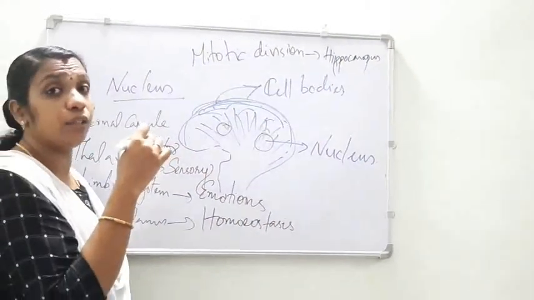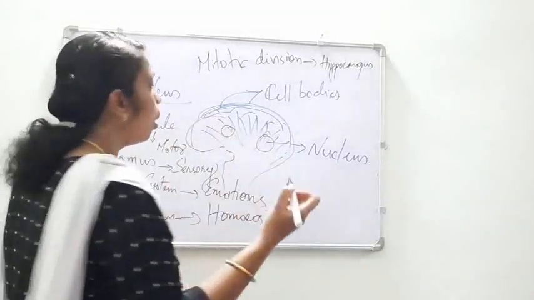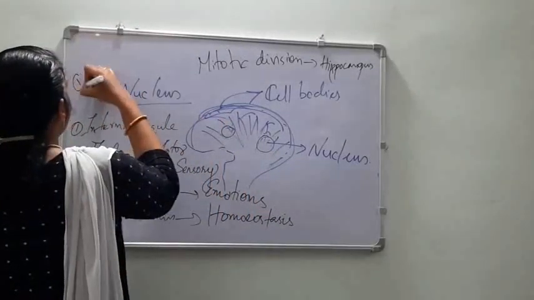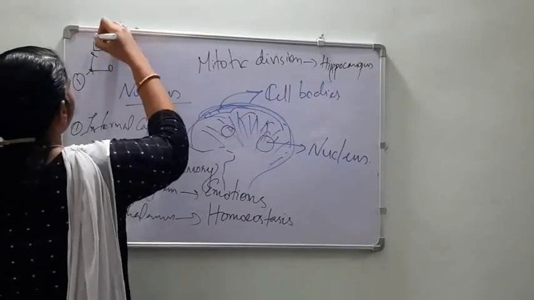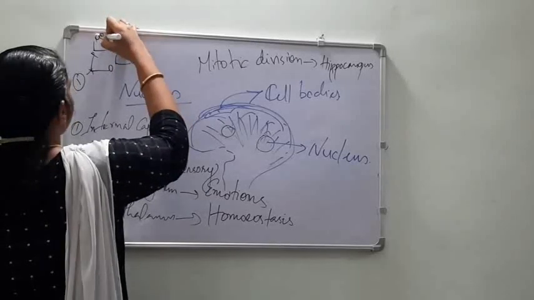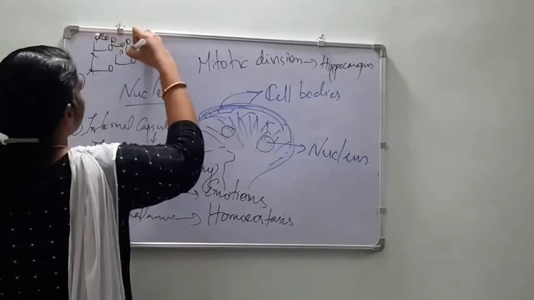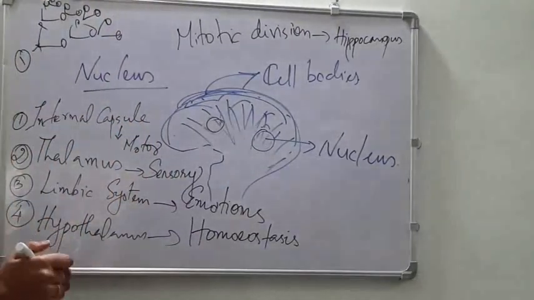So what is mitosis? Mitosis is the addition division. In mitosis, one cell is converted to two cells, and these two cells are converted to four, and four to eight. So this is the addition division. Each cell is divided into two.